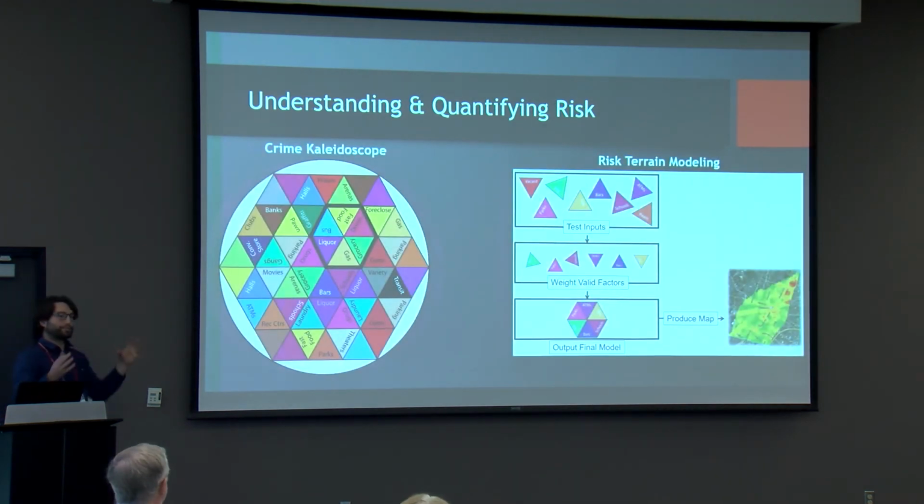If you think about how the built environment comes together, you turn the kaleidoscope and the shards of glass change for a different crime outcome. So if it's robbery versus homicide, aggravated assault, even motor vehicle theft, the combination of factors changes.